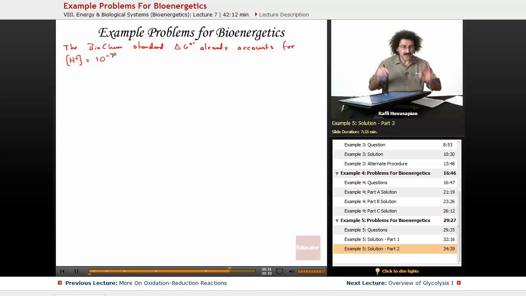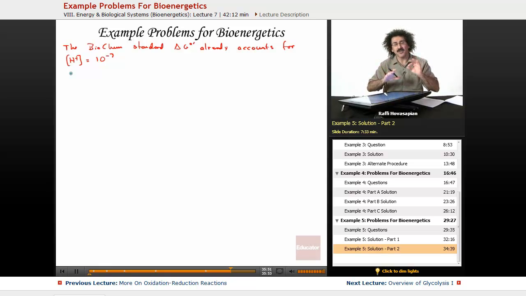Now, what we have to do is recover not the biochem standard, but the normal chemical standard that doesn't account for this, where we say 1 molar concentration of every species.